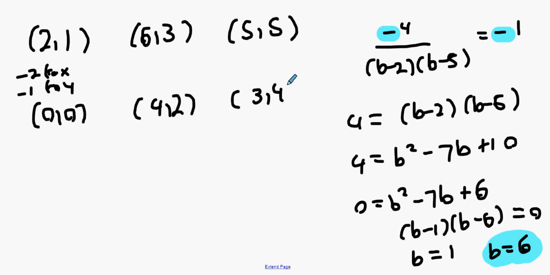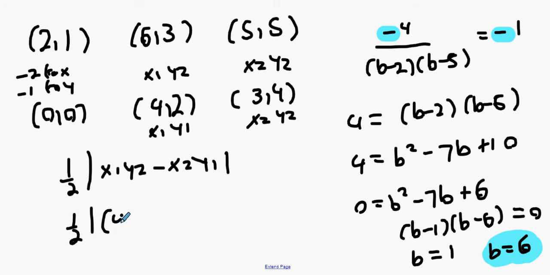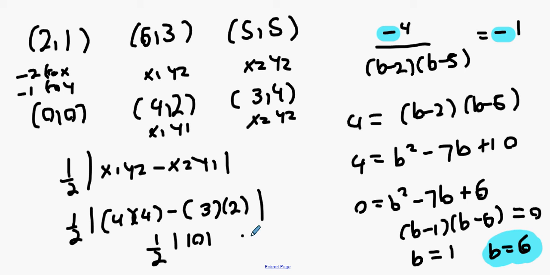And the next one? 3, 4. Use the area of the triangle method then. So what's it going to be? A half, x1, y2 minus x2, y1. That's your x1, y1, and that's your x2, y2. You're going to get a half, 4 times 4 minus 3 times 2. Half, 16 take away 6, which is 10. Half of 10 is 5. So anybody got 5 units squared? Awesome.